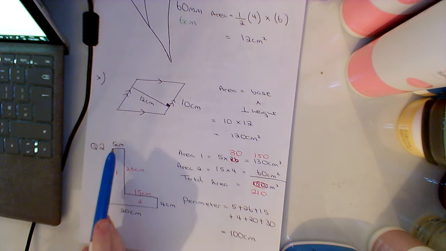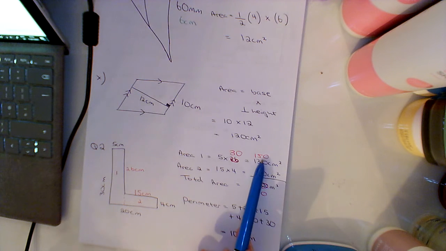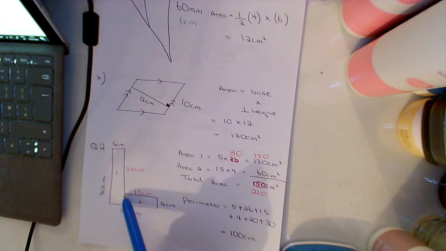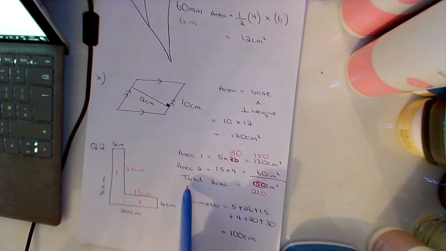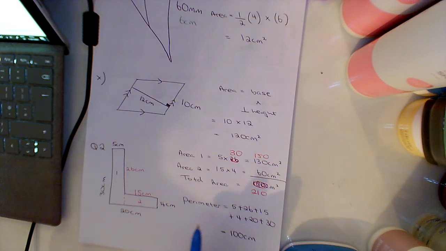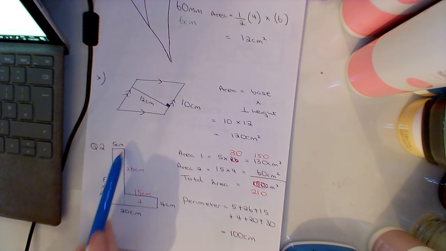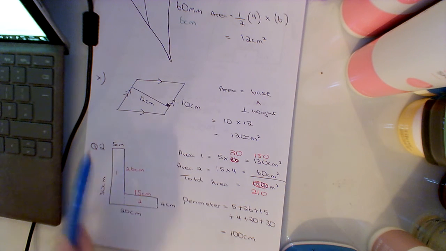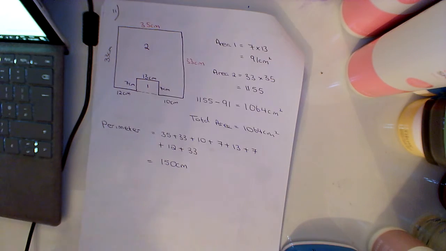Sorry, I just saw a mistake I made there. That's 5, and this rectangle is 30, not 26, so it's 5 by 30, which is 150 centimeters squared. Area 2 is this little rectangle, so it's 15 by 4, and that's 60 centimeters squared, and then my total area is 210 centimeters squared. My perimeter is got by adding all the sides, so I have 5 plus 26 plus 15 plus 4 plus 20 plus 30, and I get my answer to be 100 centimeters.